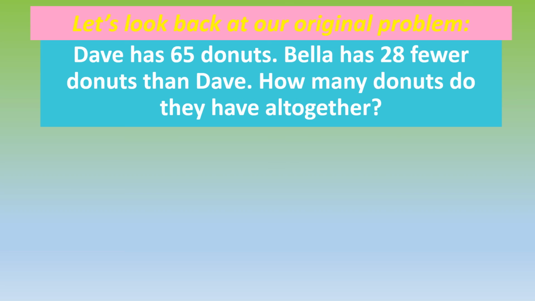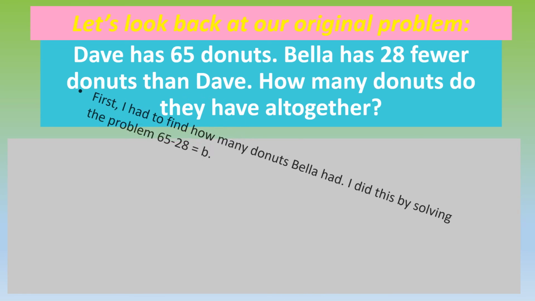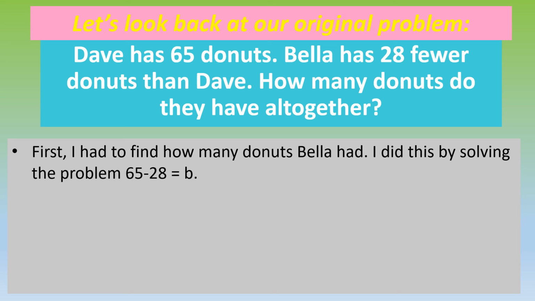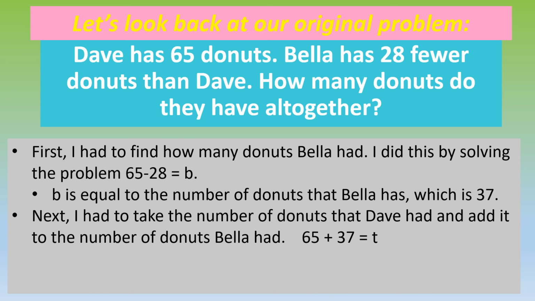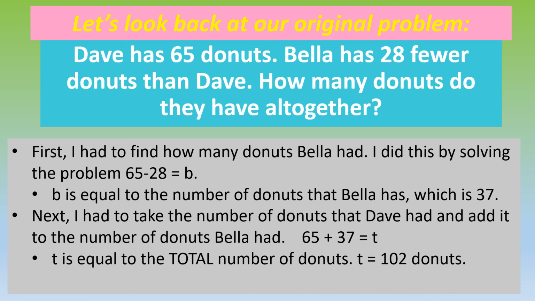So let's look back at our original problem. Dave has 65 donuts. Bella has 28 fewer donuts than Dave. How many donuts do they have altogether? Okay, first I had to find out how many donuts Bella had because the problem didn't tell me that. I did this by solving the problem 65 minus 28, right? B is equal to the number of donuts that Bella had, which is 37. We have done that. Next, I had to take the number of donuts that Dave had and add it to the number of donuts that Bella had. We have done that already. And we got a total of 102.